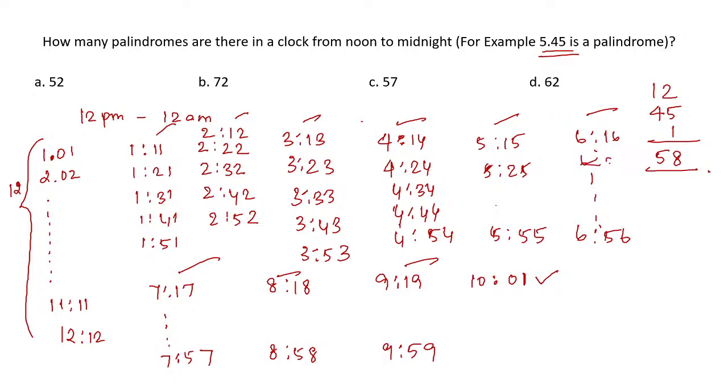Here it will be 6:26, 6:36, 6:46, 6:56. And here 5:35, 5:45, 7:17, 7:27, 7:37, and 7:47. Similarly, it comes here. So the actual challenge is from 10 o'clock to 12 o'clock, what are the palindromes that are occurring? Okay, 1 second. Can I take 10:10? Will that be possible?